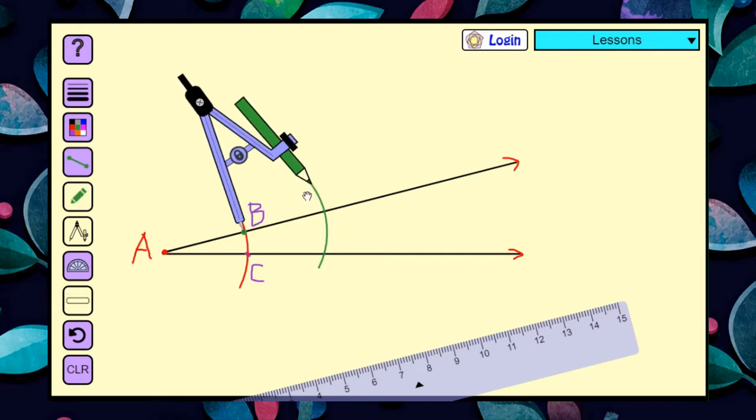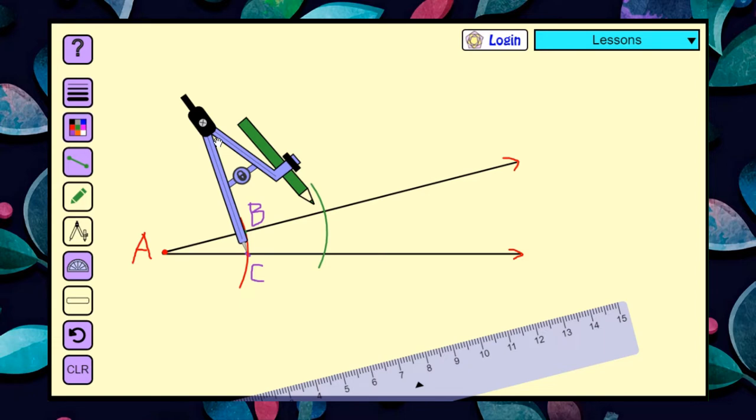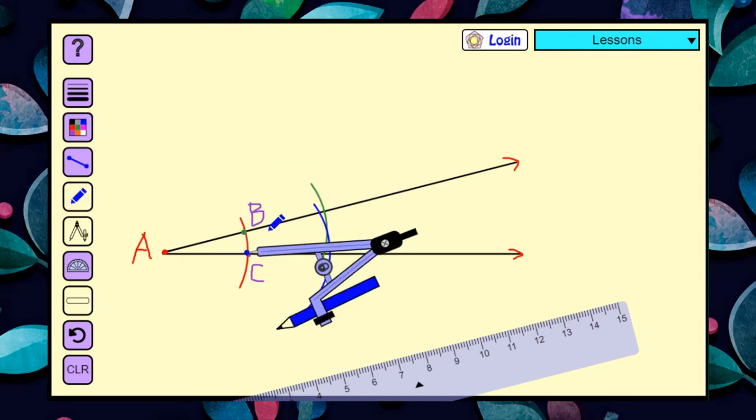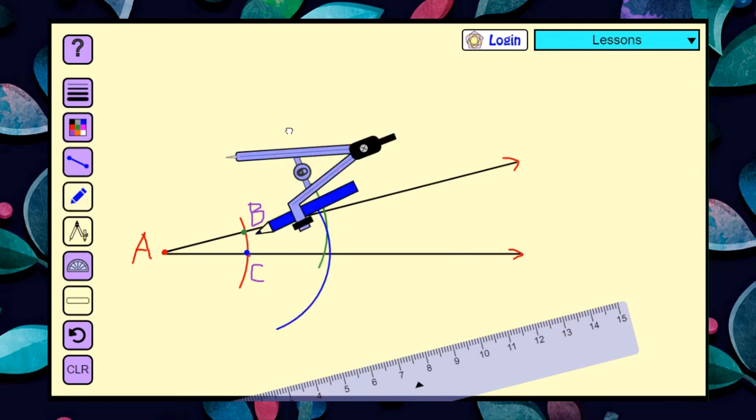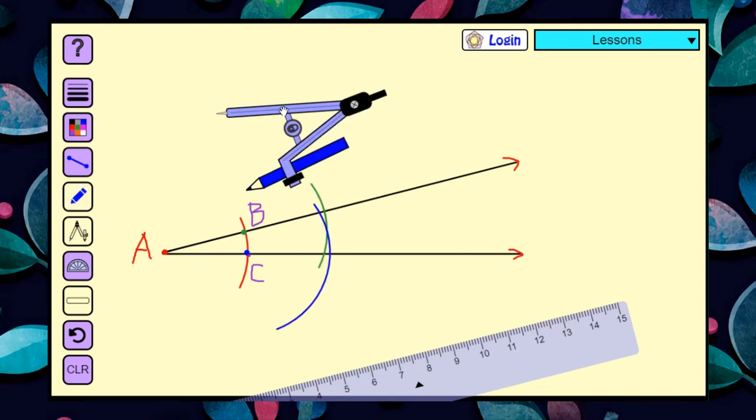Ayan. For the next step, using C as the center and with the same radius you use in step number 3, draw an arc. So, uulitin lang natin yung ginawa natin sa step number 3. So, kung makikita ninyo, there is an intersection between the two arcs. At ililabel natin yan as D.